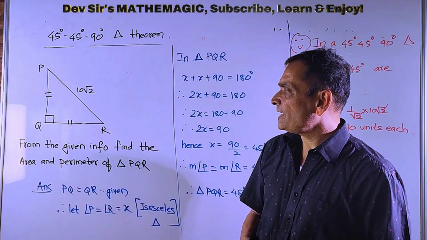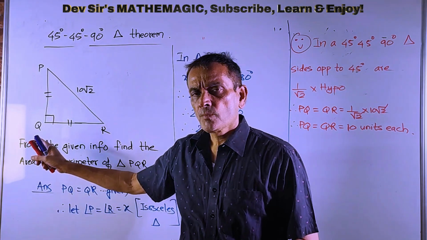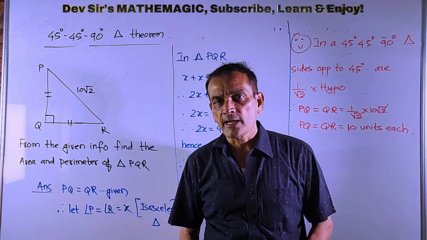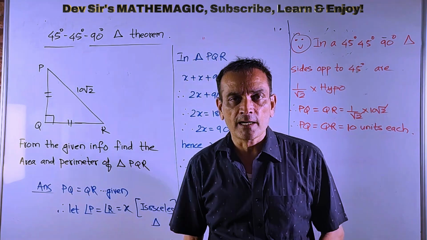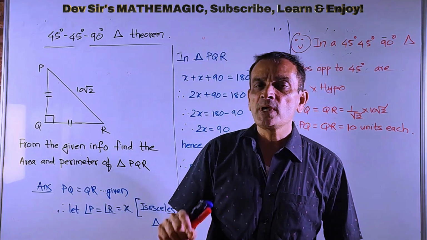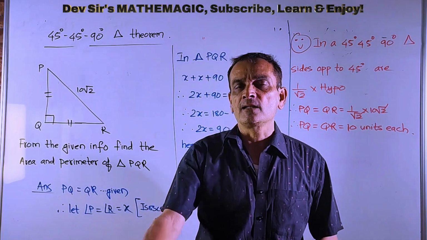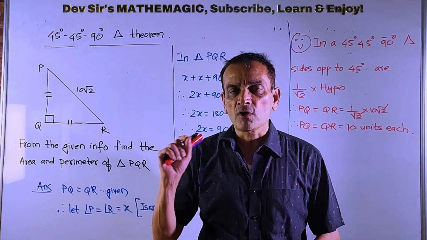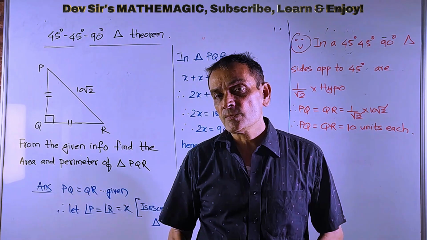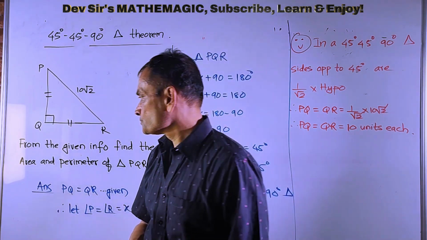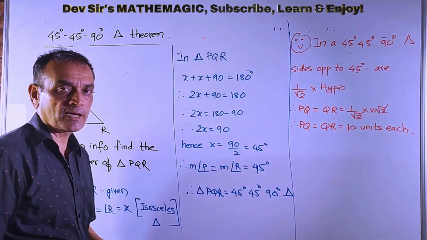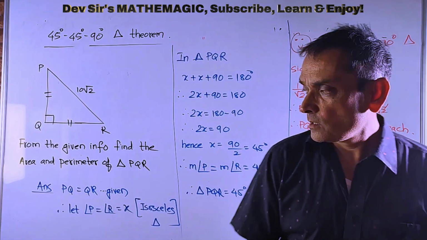So remember, in any right angle triangle, when two sides are equal, it becomes an isosceles right angle triangle, because it is isosceles also and right angle triangle also. So every isosceles right angle triangle has to be a 45, 45, 90 triangle. 45 degrees, 45 degrees, 90 degrees. There are three such angles. How to show that here? Look. From the given info, find the area and perimeter of triangle PQR, like in the earlier case.